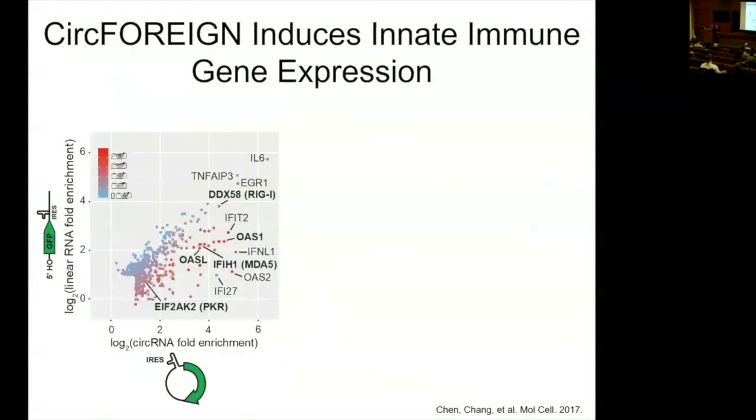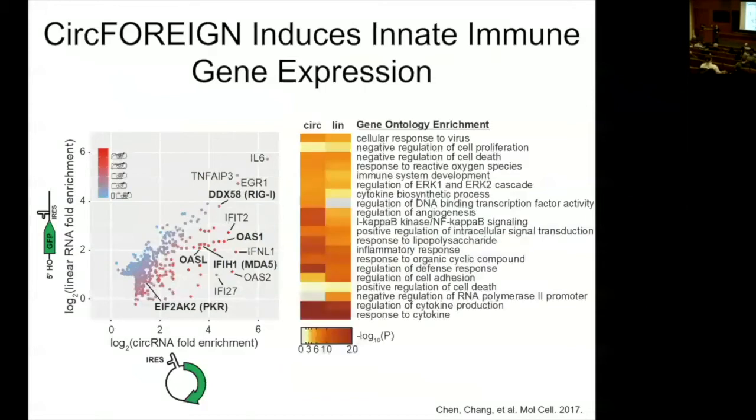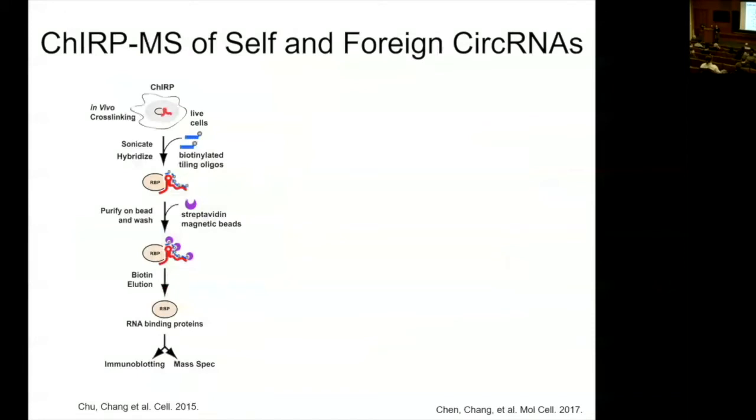So I've labeled some of the genes that we found up here, and you may notice they fall into a specific pathway. And indeed, when we performed gene ontology enrichment, we found that circular RNA transfected cells had strong induction of antiviral response and inflammatory response. And so given that cells respond to and sense these foreign circular RNAs, what prevents self-circular RNAs from also being sensed and inducing this strong inflammatory response? We hypothesized that potentially the RNA binding proteins that are associated with self-circular RNAs are distinct from the ones associated with foreign circular RNAs.